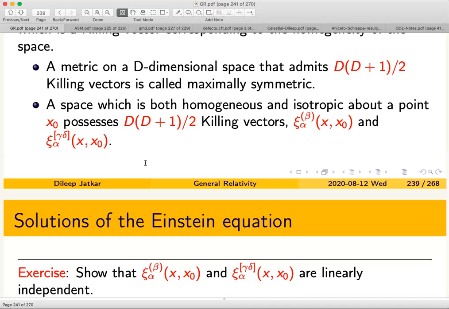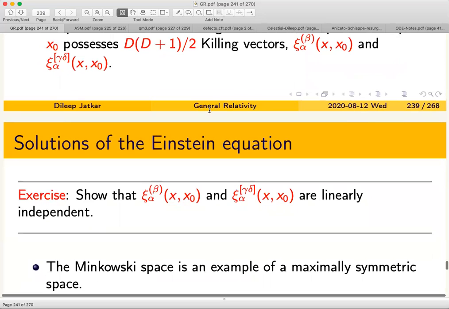Okay, so the maximum symmetries that you could have is d into d plus 1 by 2, which includes homogeneous space, which means translational invariance, and isotropic space, which means rotational invariance about a point. Okay, spaces of this type, which have d into d plus 1 by 2 killing vectors, are usually referred to as the maximally symmetric spaces.